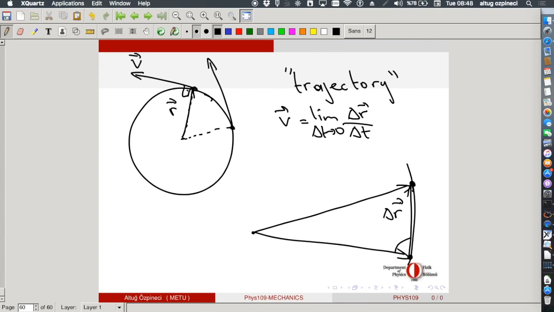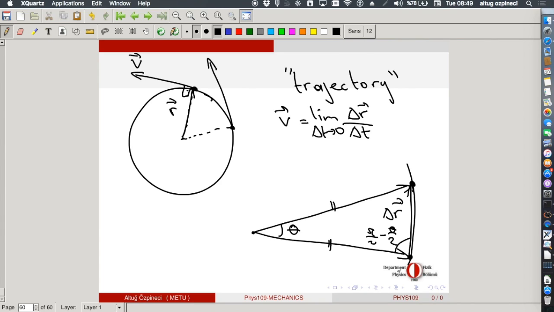Now, this is an isosceles triangle because it's making a circular motion. So this side is equal to this side. This angle, let's call it theta. So this angle over here is pi over 2 minus theta over 2. This is the angle between the radius vector and the velocity vector.